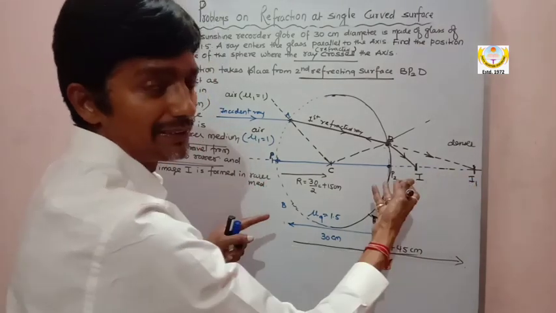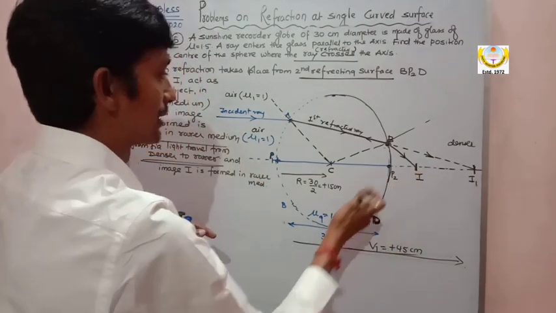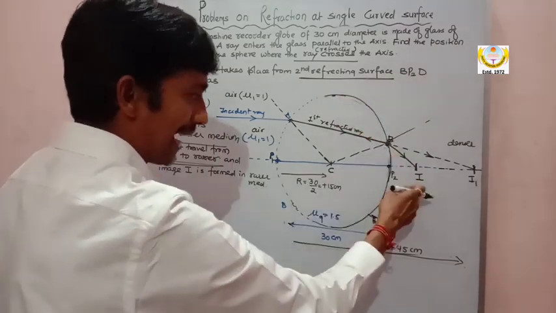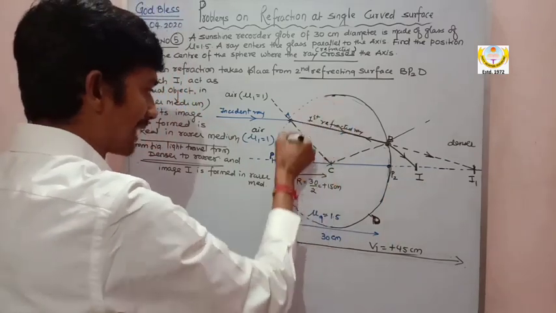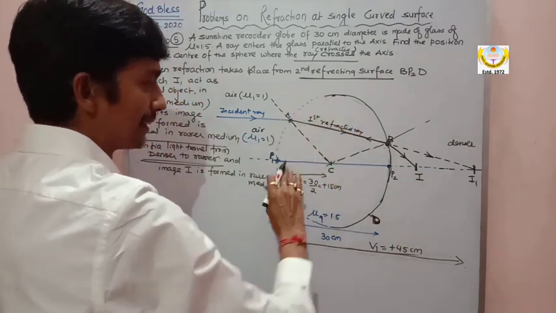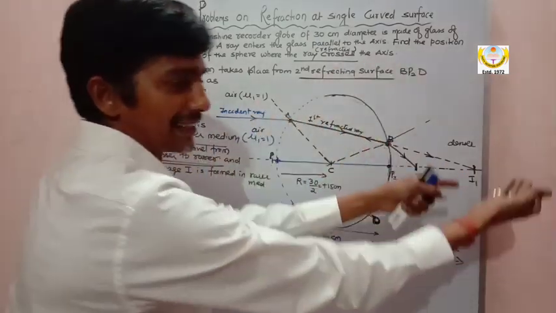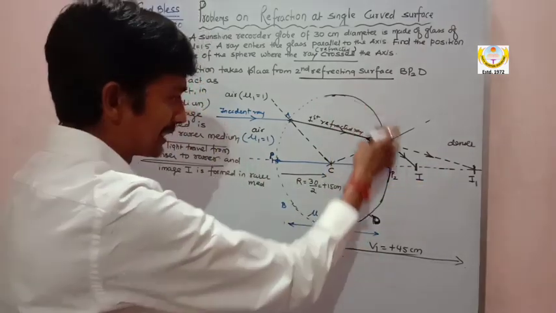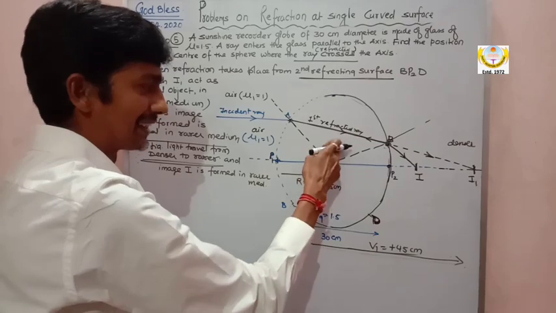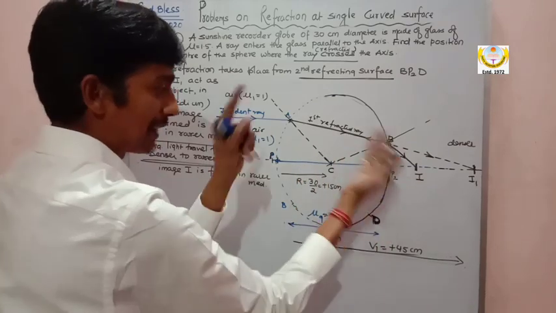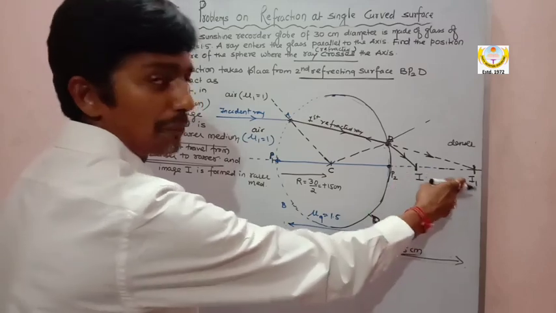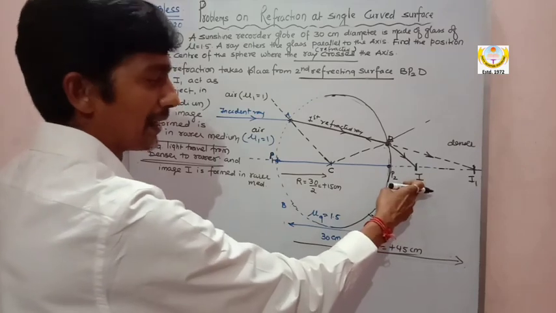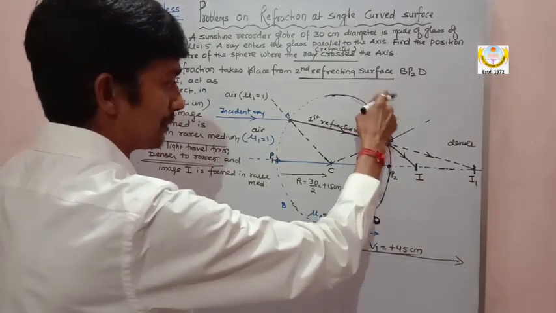I and I1 are on the same side. How can you say it is a rarer medium, sir? For this surface BP2D, it is rarer because denser is here. But for this surface AP1B, rarer is here and denser is there. So for this surface, I1 was here, so air was here, so it was obtained in denser. But for this surface, my dear, denser is here and air is there. So the surface changed, therefore I and I1 are obtained in denser when I take the surface AP1B, but I is obtained in rarer when I take the surface BP2D.